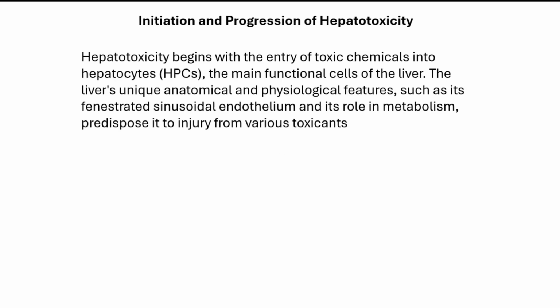So let's look at the final aspect of my presentation, which is initiation, progression, and outcome of hepatotoxicity, how it all happens. It's a complex process, so it's all integrated now step by step. Hepatotoxicity begins with the entry of toxic chemicals into hepatocytes, the main functional cells. The liver's unique anatomical and physiological features, such as its fenestrated sinusoidal epithelium and its role in metabolism, predispose it to injury by various toxicants.